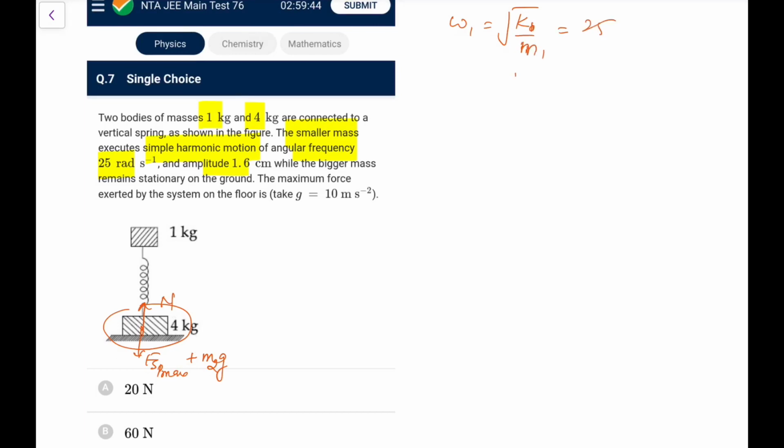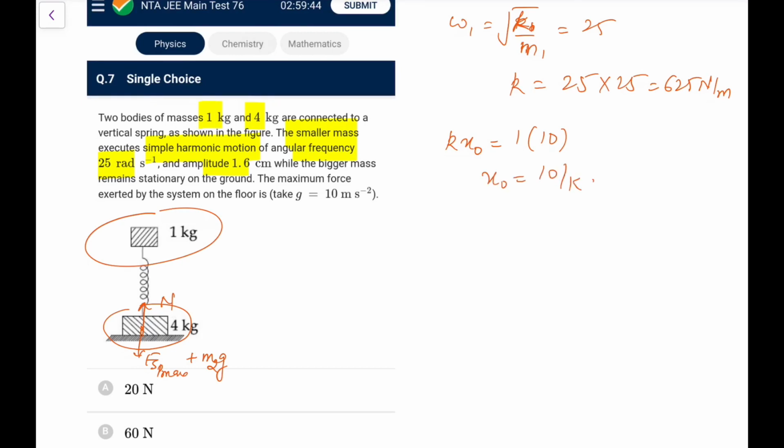So root k by m1 is 25, so root k comes out as, write it as small k only. So k would be 25 into 25 as m is 1, so that is 625 Newton per meter. Now first of all, in equilibrium the spring will be compressed, and that equilibrium compression would be k x naught equals 1 into 10. So x naught is equal to 10 by k.